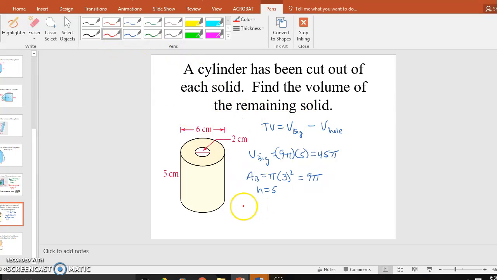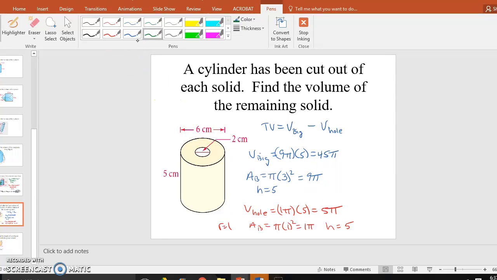Now we're going to find the volume of the hole, the material taken out of the big cylinder. There, they tell you the diameter is 2, so the radius is going to be 1. So the area of the base is pi times 1 squared, which is 1 pi. The height of that is still 5. So the volume of that is 1 pi times 5, which is 5 pi.